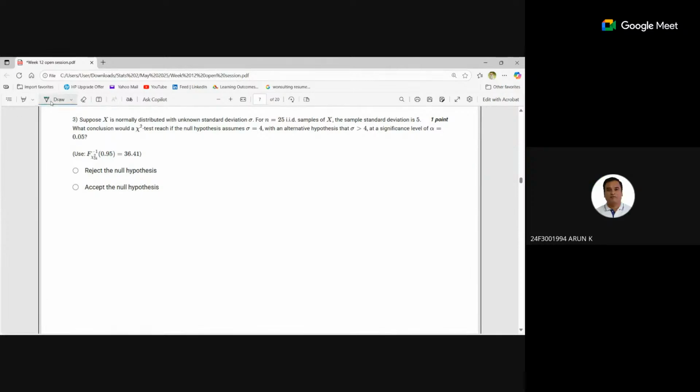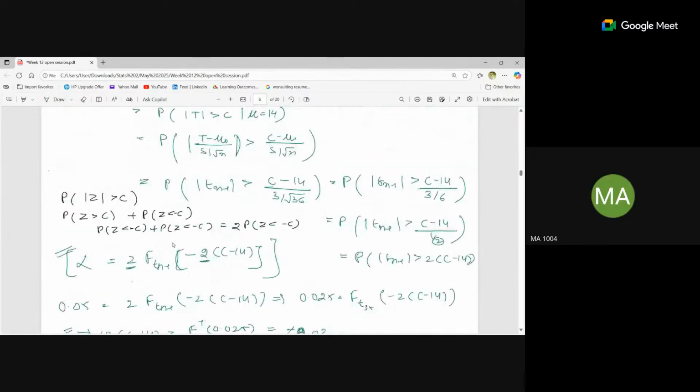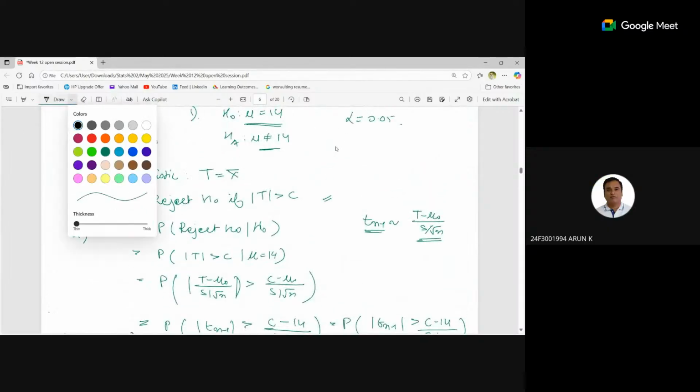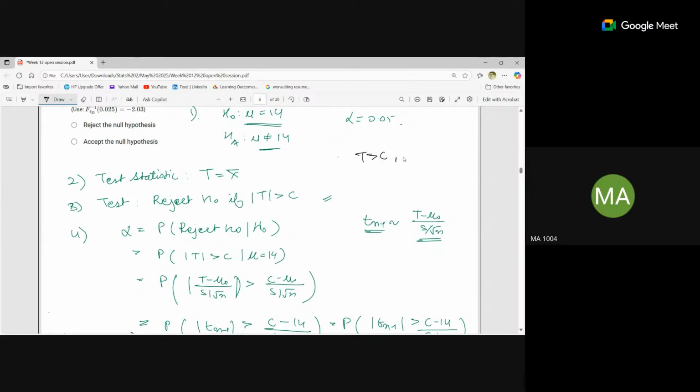Madam, sorry to interrupt. In this case, if not equal to is provided instead of greater than or less than, then we will not use mod, right? Then my rejection region would be one-sided, right? T greater than c or T less than c. Any one of them will come. It depends upon your alternative.